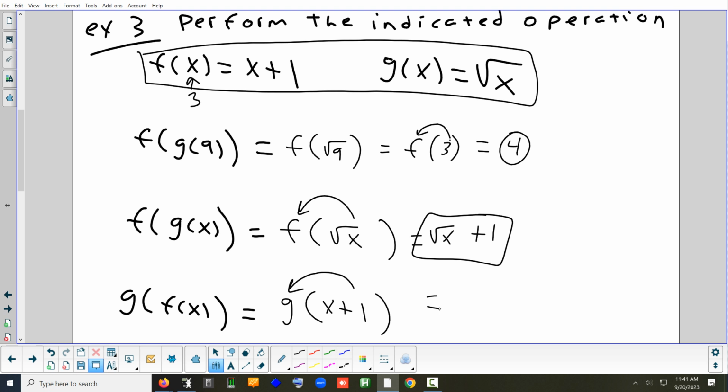No, different. The square root would be over the whole thing. Yeah, it's the whole thing. So this is more like a horizontal shift, left 1 unit. That's a vertical shift, up 1 unit. So it is different. But that's f of g and g of f.